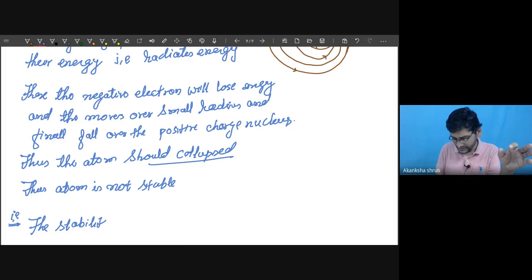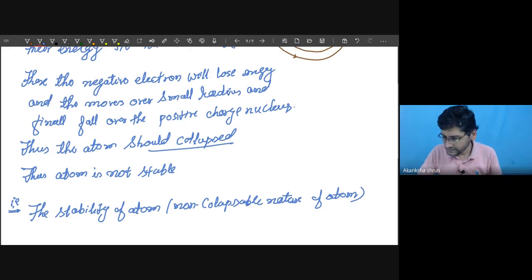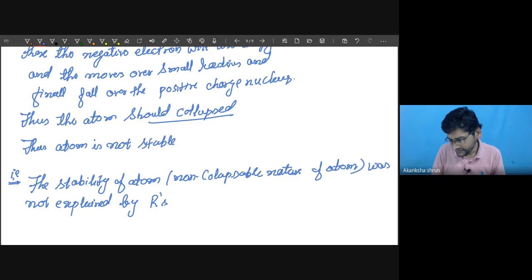The stability of the atom, or the non-collapsible nature of the atom, was not explained by the Rutherford model. Okay, so this was the major drawback.